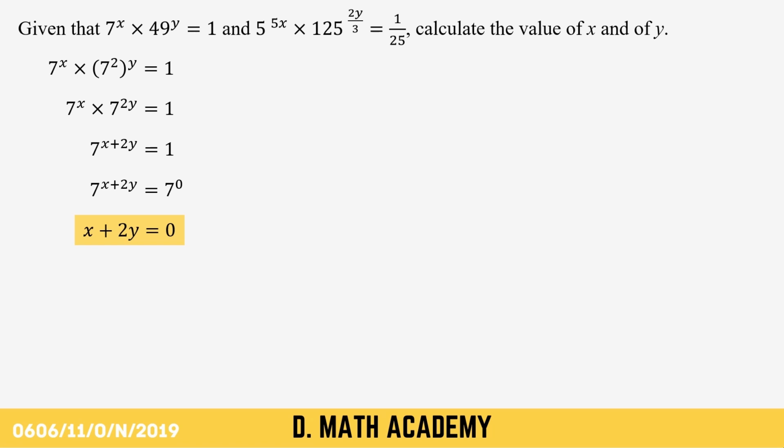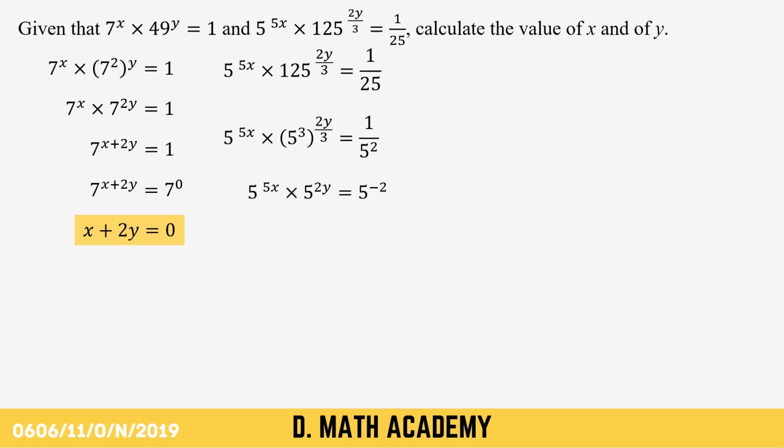So moving on to the following equation, we have 5 to the power of 5x times 125 to the power of 2y over 3 equals to 1 over 25. The things that I need to change here are the 125 and the 1 over 25 at the other side. So 125 can be transformed into 5 to the power of 3, and 1 over 25 can be changed into 1 over 5 squared. The 5 squared can be brought up to the numerator by adding a negative into its power, and the numerator of 3 and the denominator of 3 will automatically cancel out.